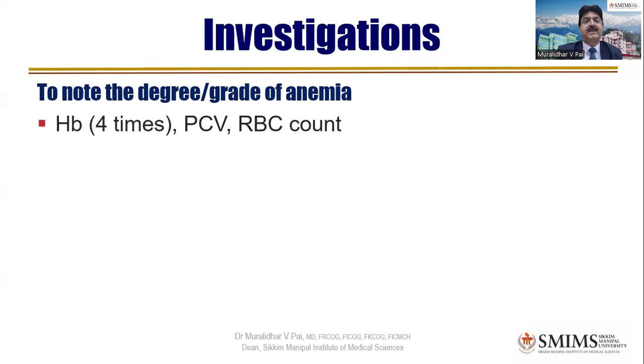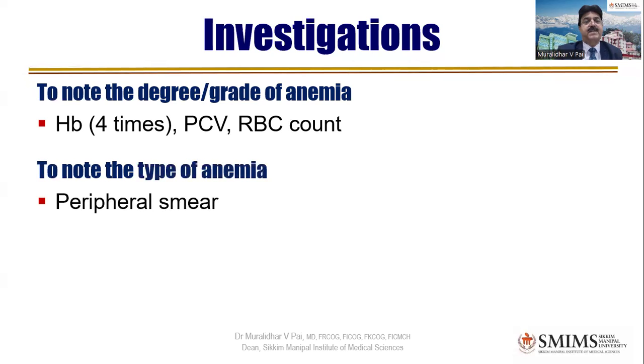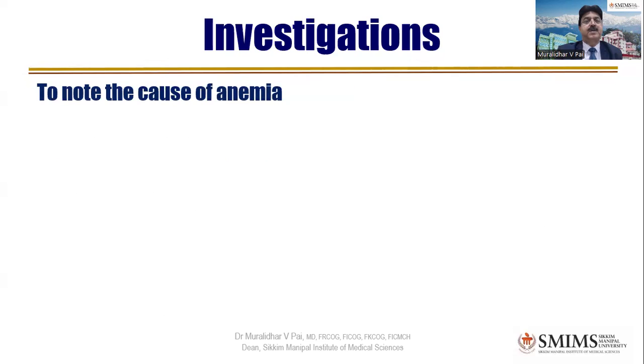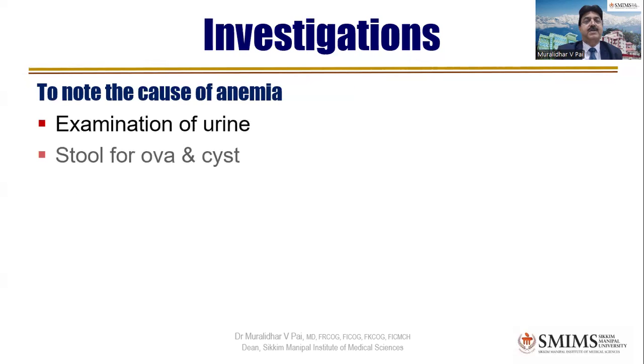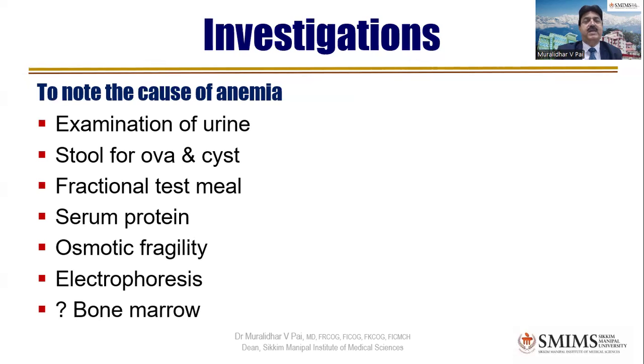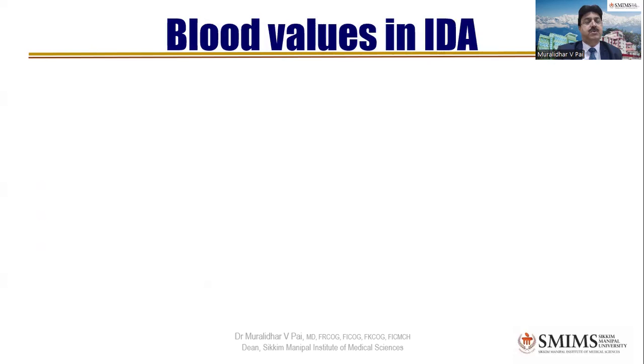Screening for anemia, I don't have to tell you. To note the degree and grade of anemia: HB 4 times, PCV and RBC count. To note the type of anemia: peripheral smear indices, serum iron, TIBC, and serum ferritin. To know the cause of anemia: examination of urine, stool for ova and cyst, fractional test meal, serum proteins, osmotic fragility test, and electrophoresis. And of course, very rarely, when she is not responding at all, bone marrow also, to rule out any suppression or malignancies.